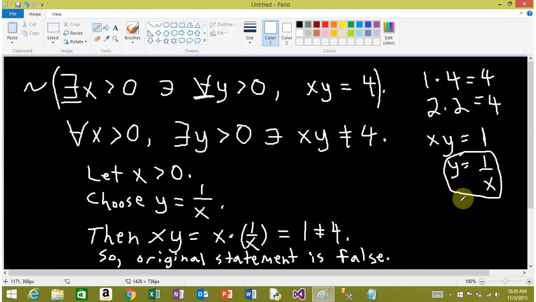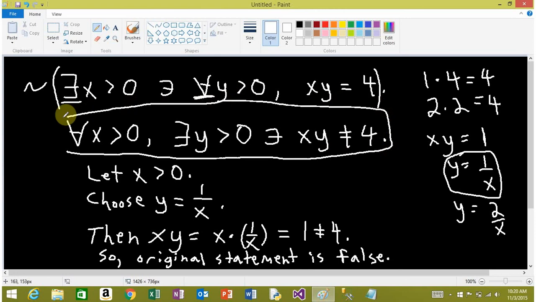We could have let y be 2 over x, maybe 3 over x, or 7 over x, 10 over x. Any of these would work because if we multiply x and y together, we would not get 4. And that's what we were after. So there's an example where the original statement is false, and so you would take the negation of that statement, which we got right here. Here was the negation. We proved that that was true, and that's why our original statement was false.